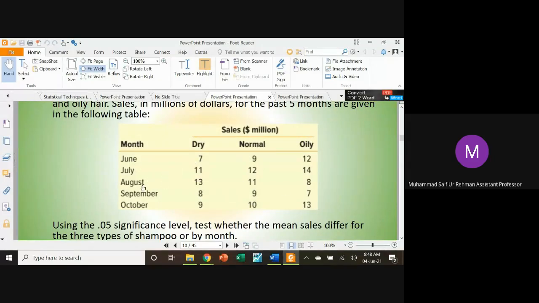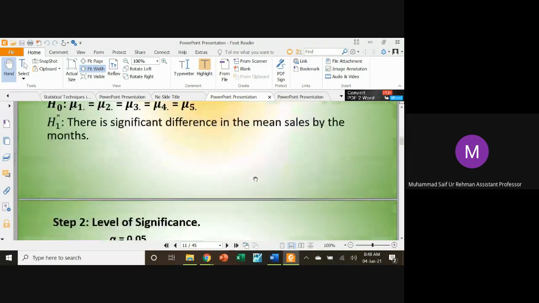So we consider whether there is any difference in the sales because of these types of shampoos or these months. So the change in the sales, or the average sales, are different because of the variation in the months or in the types of shampoo. So we considered this situation in detail in the previous lecture.